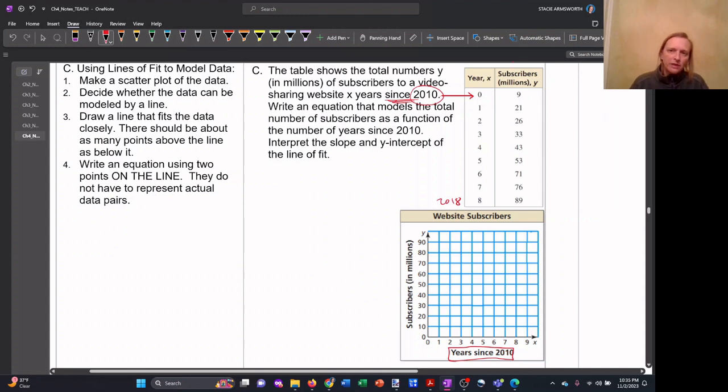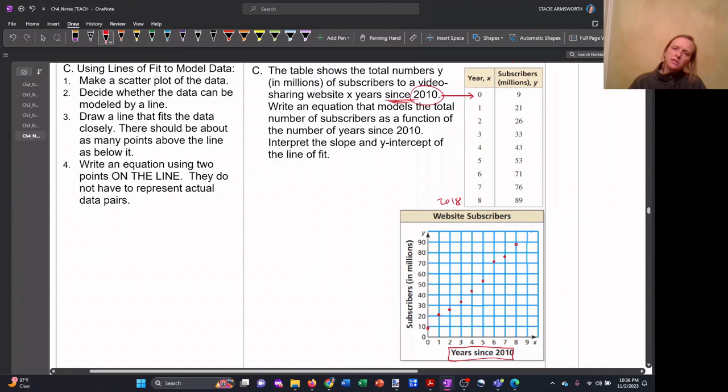So I'm given a whole list of data points, and so I'm going to go ahead and put them on the graph. So 0, 9 is about here. 121 is about here. 226 is a little bit higher here. 333 is about here. 443, 553, 671, just above the 70 mark. 7 and 76 would be about there. And 8 and 89 is about here.